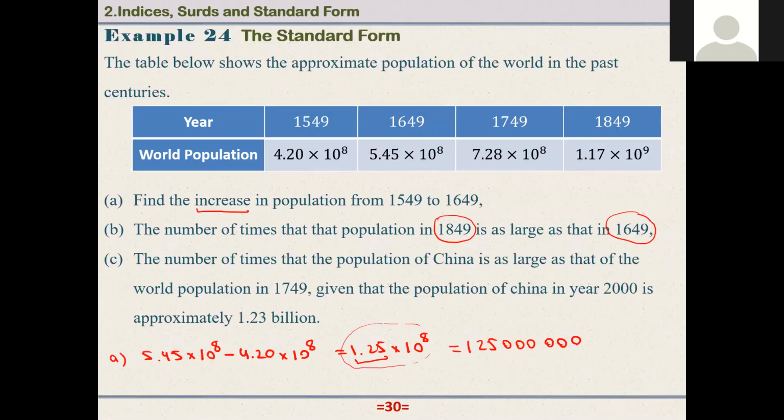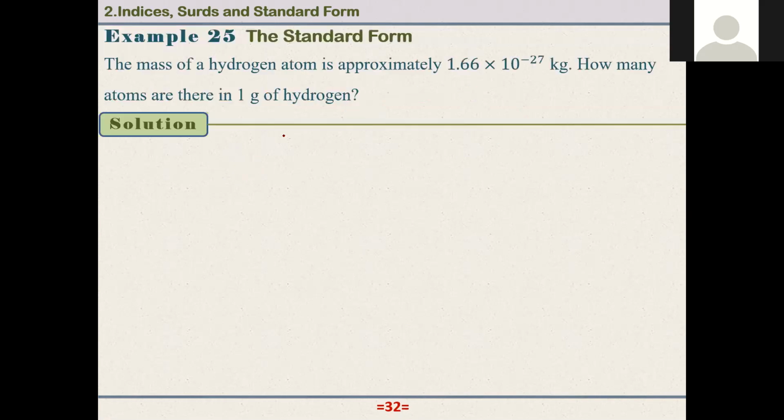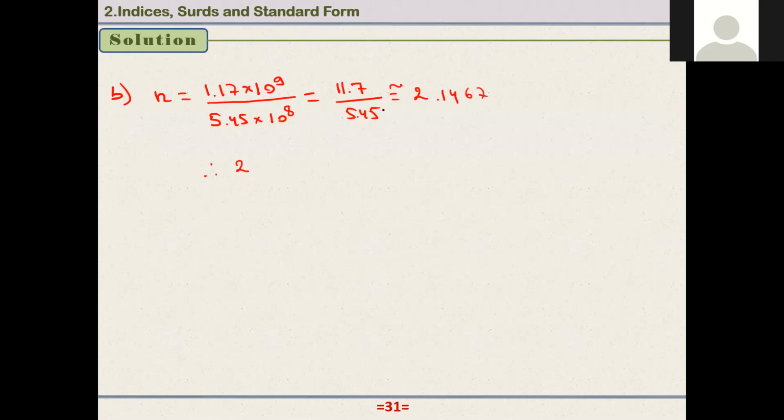So that's approximately equal to 2.14 or 67, something. So the answer is approximately twice, right? 2 times the population of 1649, or the population of the world during these 200 years increased twice as much as in 1649. But if they ask for the exact answer, then we should just simplify our fraction, let's just leave it like that. But this is approximate.